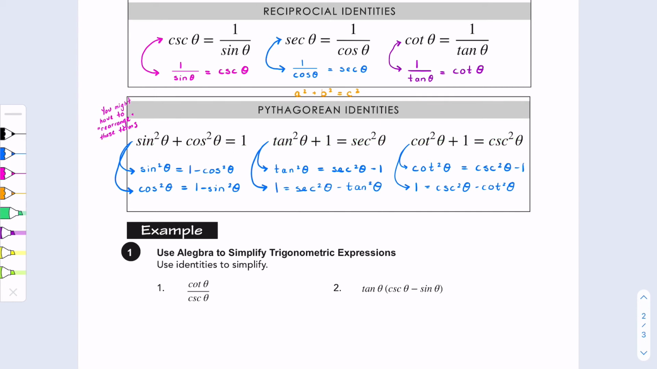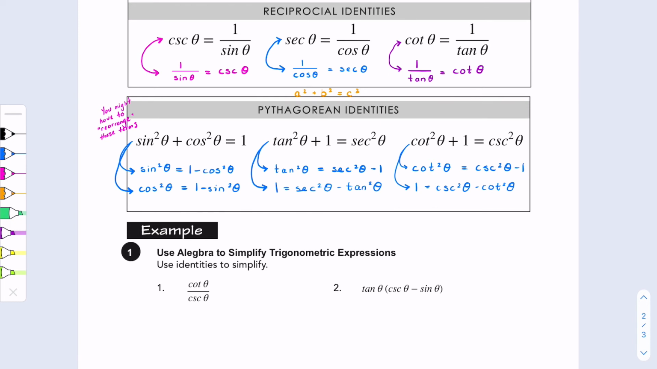Okay, so the only examples that we're going to go over today is kind of working us into getting used to what the identities are and how to replace things with its identity. Next class, we will be proving things that equal each other. For now, let's take a look at example 1.